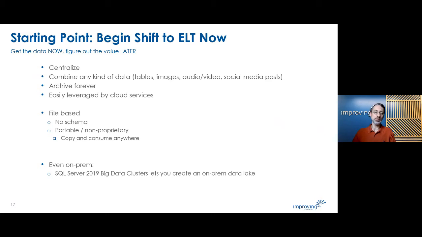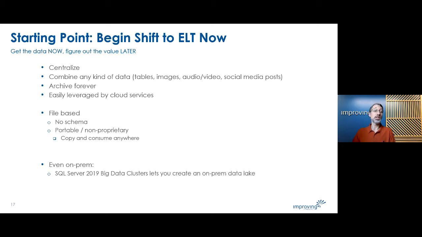One of the best tools out there for making this possible is a data lake. And this enables you to centralize your data, combine any kind of data in one place, whether it be your traditional relational data, extracts, non-structured audio, video, etc. And you can archive forever. It is remarkably cheap. The last time I looked at the Azure calculator, for example, it was $40 per terabyte per month. And the data lake tends to have a lot of services within the cloud that plug into it and make use of it. So it opens up a lot of options.